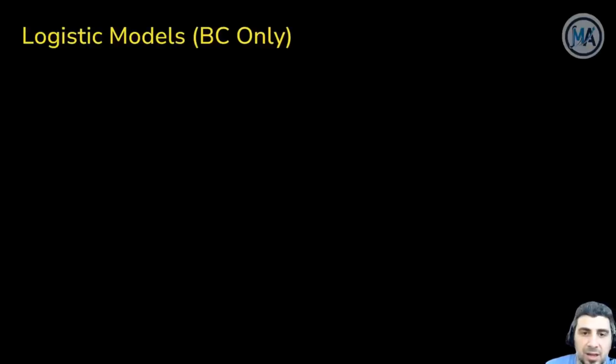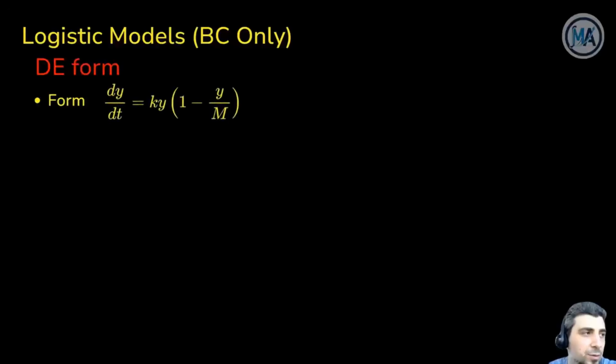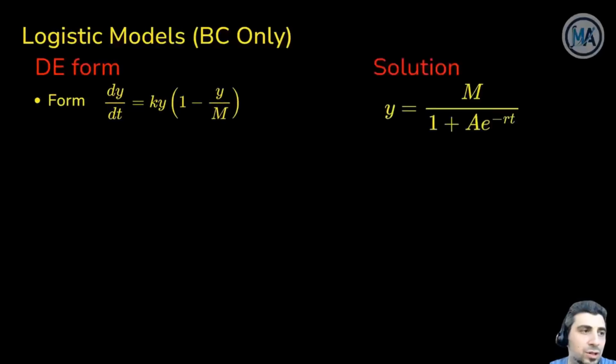The other topic is logistic models. The differential equation has the form ky times 1 minus y over M. The solution is y equals M over 1 plus a e to the negative rt. You want to memorize this solution. You won't have to go through the proof on the BC exam.